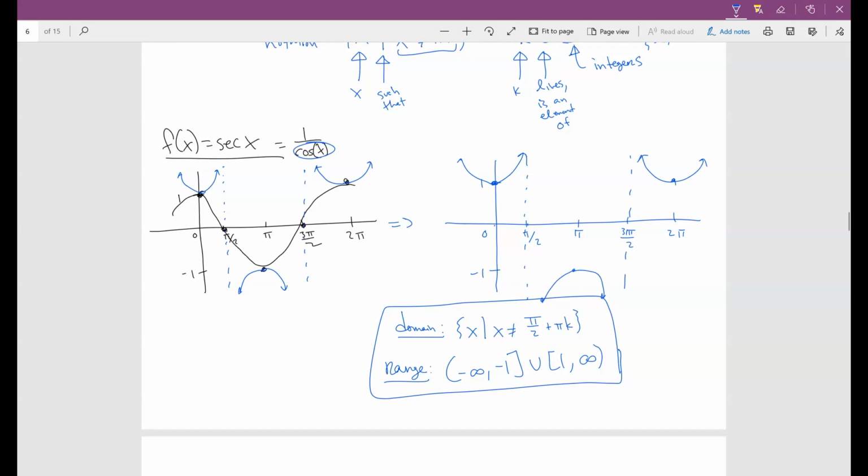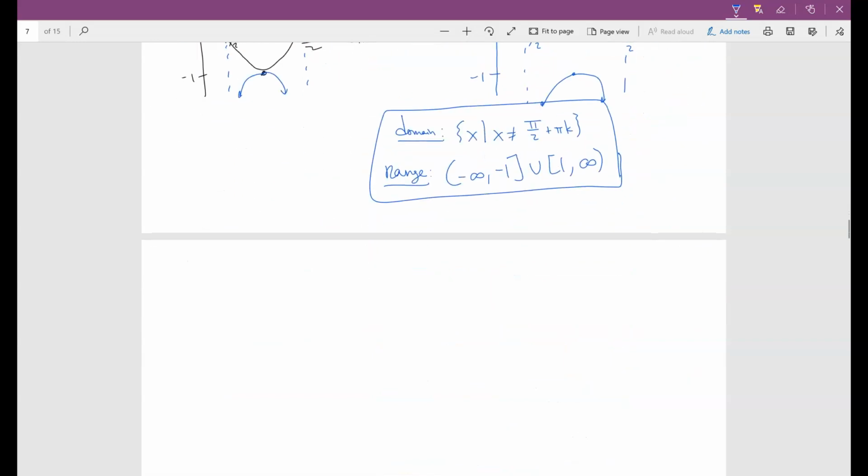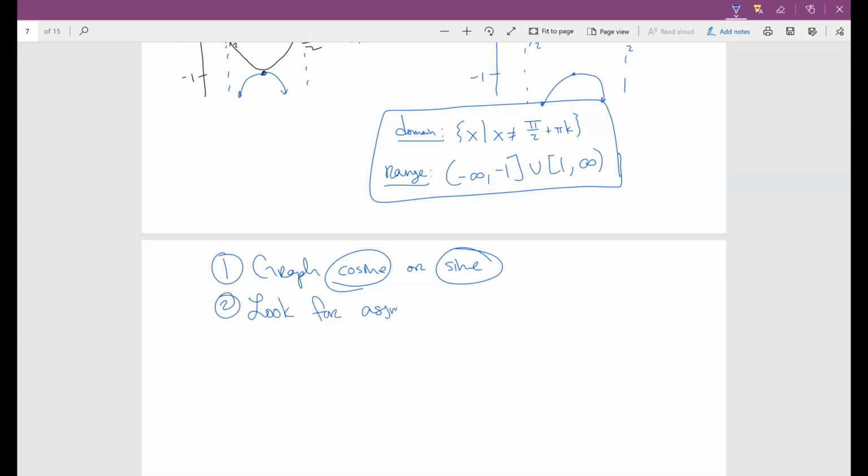So basically, if you want to draw the secant or the cosecant graphs, the first thing you want to be able to do is graph the cosine or sine curve. It really depends on which one you have. If you have secant, you're going to graph cosine. If you have cosecant, you're going to graph sine. And then look for the asymptotes and flip to form parabolas.